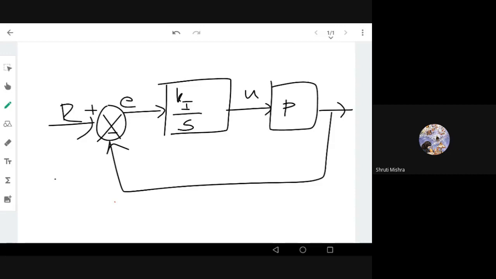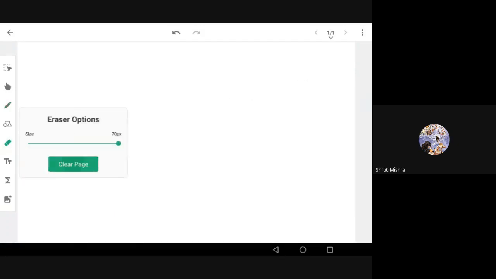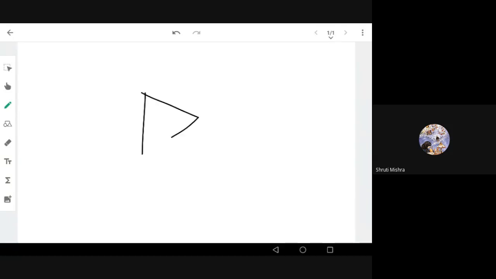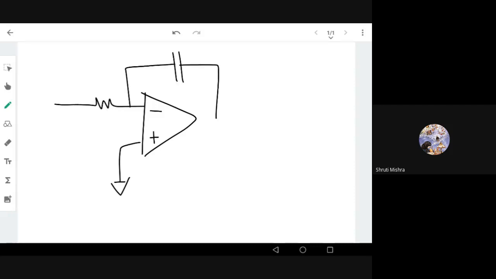But stability reduces. Okay, so there is a problem. Let's see how it is implemented. The implementation of the integral controller: we know this is the integration, so there is always a capacitor, right? This is the op amp, minus, plus, ground. Now I need a resistance and a feedback path. I'll keep a capacitance, you can see this is C, and this is R1.